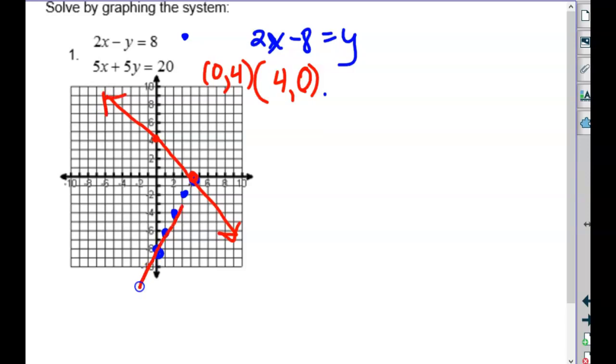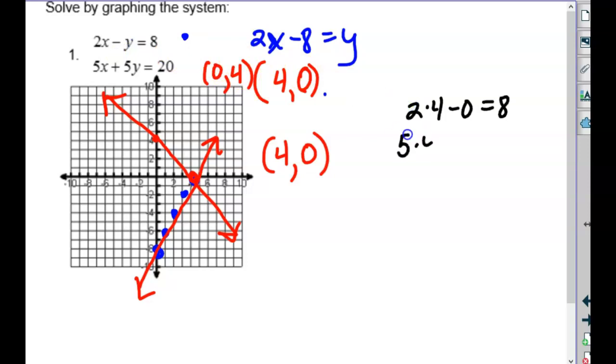Be careful. I get them wrong all the time. It is over 4 on the x and up 0. Now, I don't have a lot of extra time, but 2 times 4 minus 0 is supposed to equal 8, and 5 times 4 plus 5 times 0 is supposed to equal 20. These are really easy to do a quick check on, yes? So don't get them wrong. If you do the check and it doesn't work, come see me and tell me, I have the check and it's not working, I can't find my mistake. And I'll say, oh, your mistake is right there.